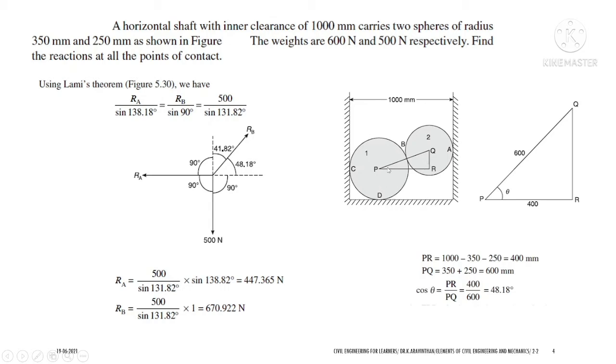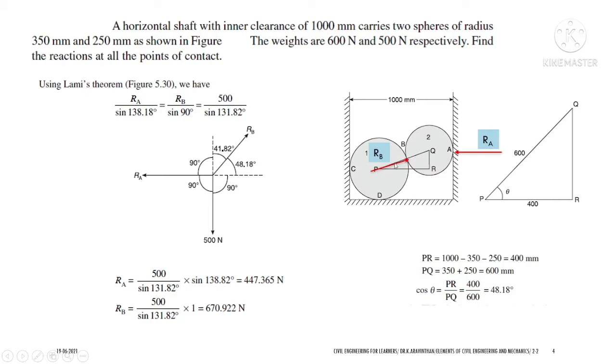So we know that there are only a limited number of reactions, that is RA, RB and weight. So there are three reactions. Let us take this small sphere and solve by using Lami's theorem. This will be RA from this support, and this is the first reaction, and the second reaction will be RB. Since you know the radius of the sphere, you can add. So 350 plus 250 will be the radius.